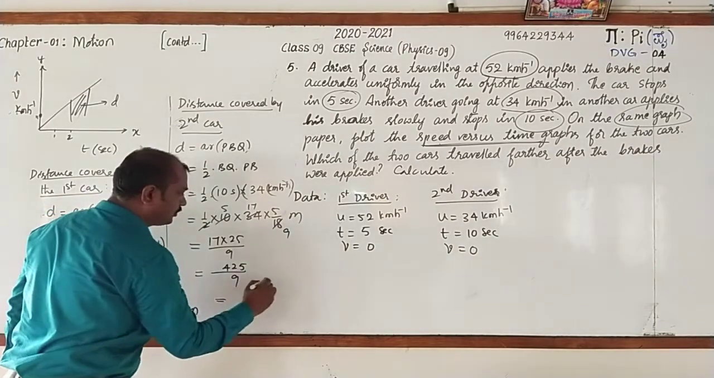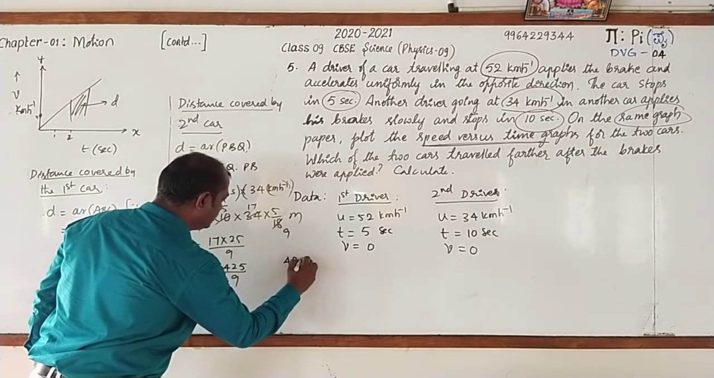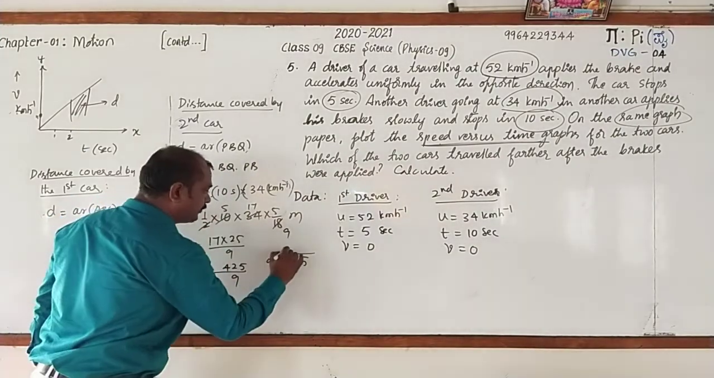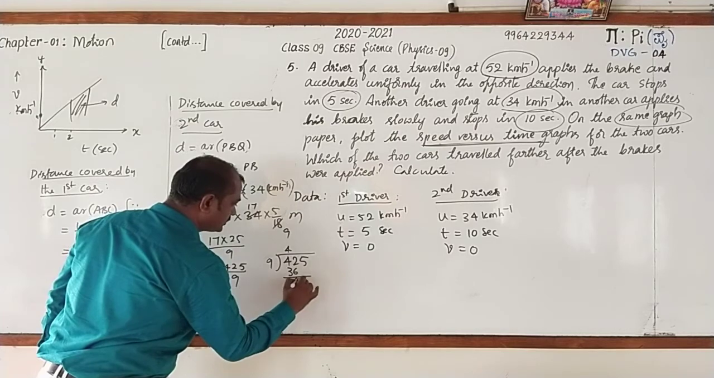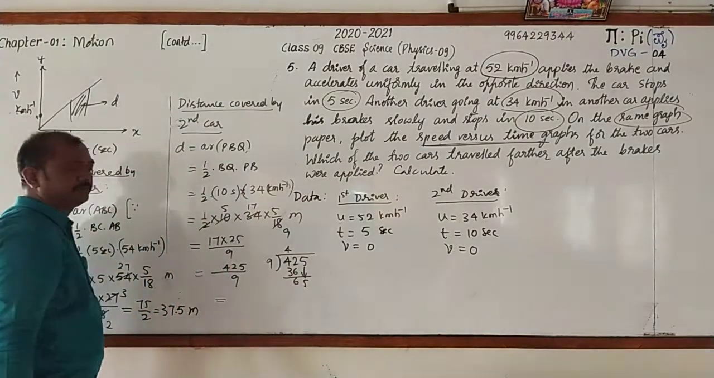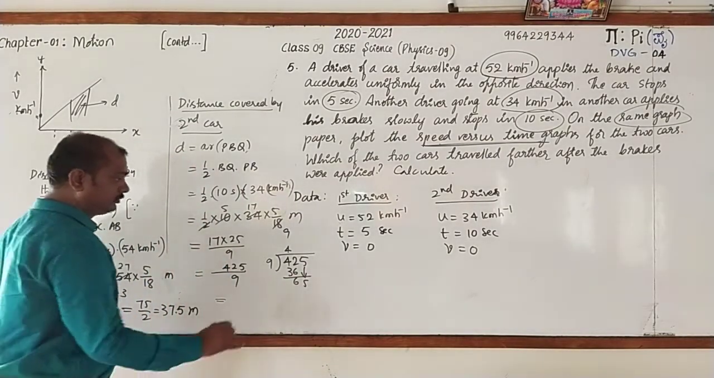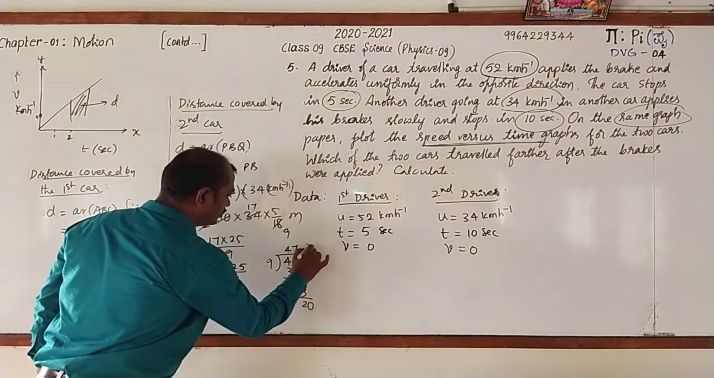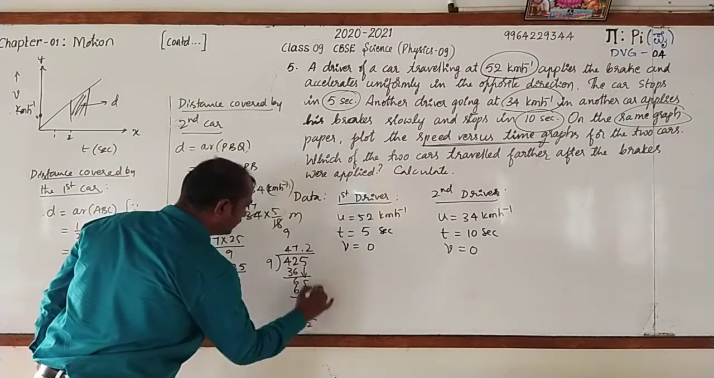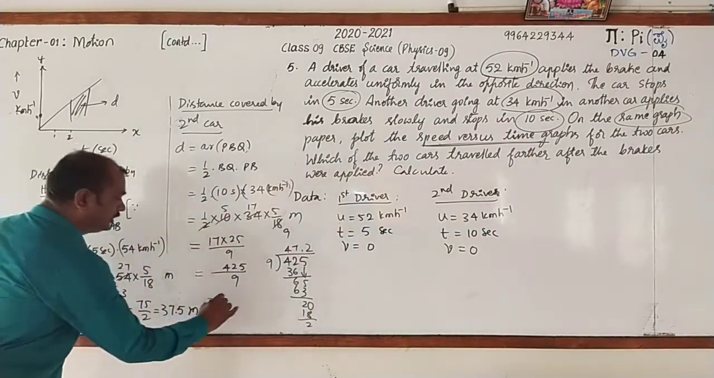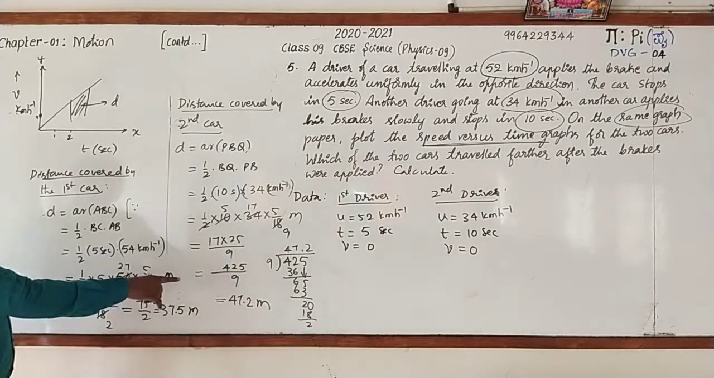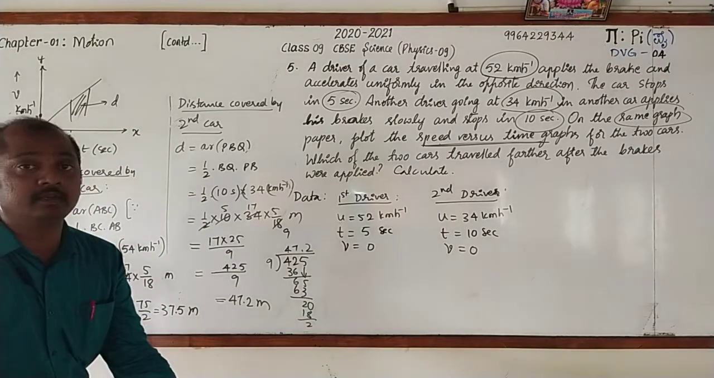425 should be divided by 9. 9 fours are 36, 6 will remain, 65. 9 sevens are 63, 2 will remain, put decimal, take 0. 9 twos are 18, 2 will remain. Again, it gives 47.2 meter. This is the distance covered by the second car.